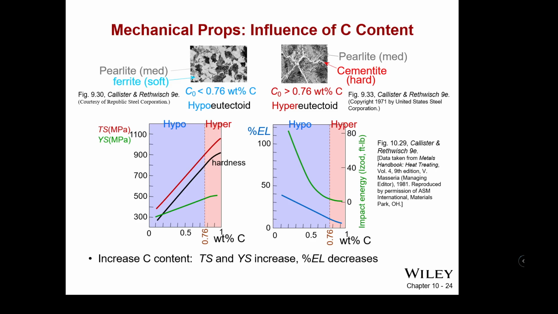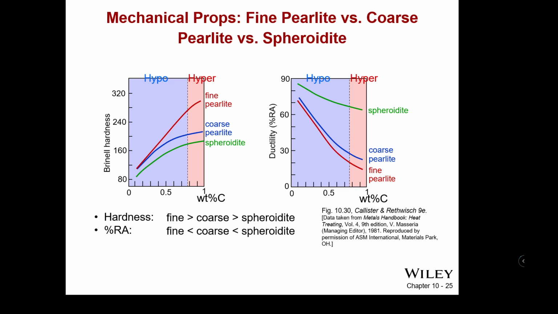So with the increase in carbon content, both tensile strength and yield strength increase. So those are good. But the ductility decreases. It's always the cost trade. Fine pearlite versus coarse pearlite and spheroidite. The Brinell hardness goes up with carbon for all of them. Fine pearlite is much, much harder than the coarse pearlite or spheroidite.